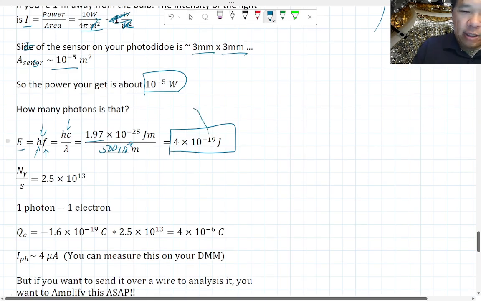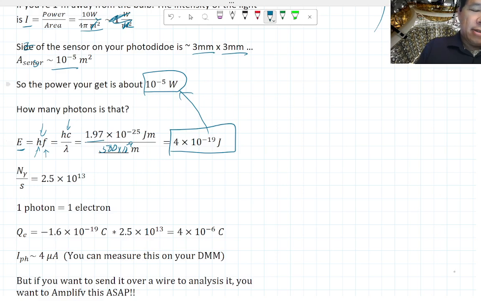Okay, so if we take the ratio of these, how many photons are there in 10 to the minus 5 watts of energy? The number of photons that we get per second, because this is a power, so this is joules per second, is going to be 2.5 times 10 to the 13 photons.